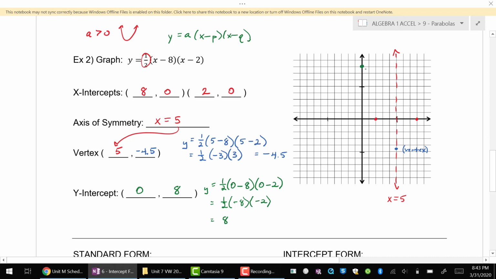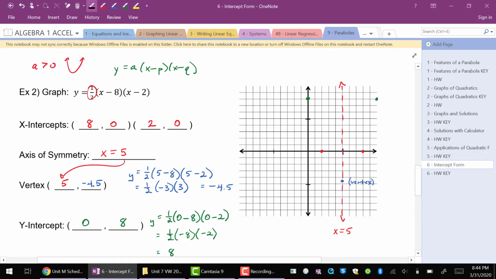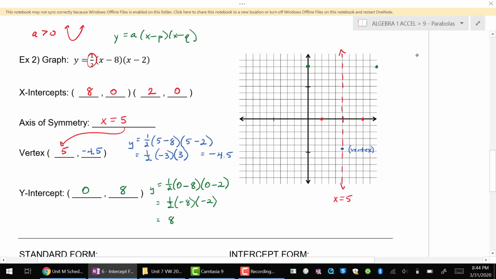And remember that we can get symmetrical points. So if I have, let's see here, that (0, 8) is a point on the parabola, 1, 2, 3, 4, 5 ticks away from the axis of symmetry. I'll go 1, 2, 3, 4, 5 ticks on the opposite side and make a symmetric point. So there I now have 5 points, which are plenty and just enough for me to finish that parabola sketch.